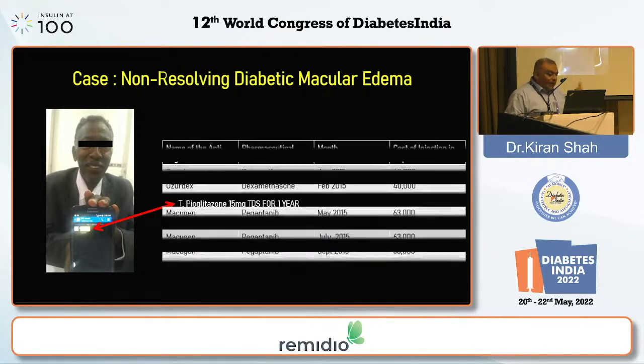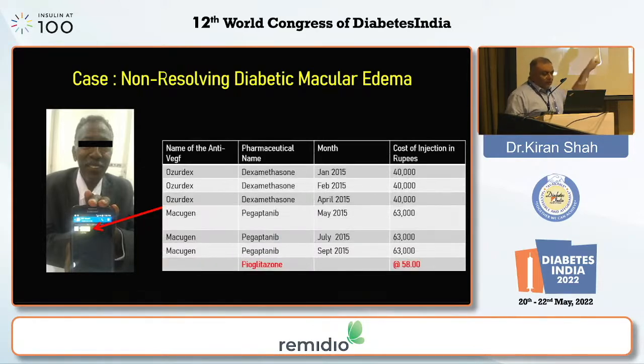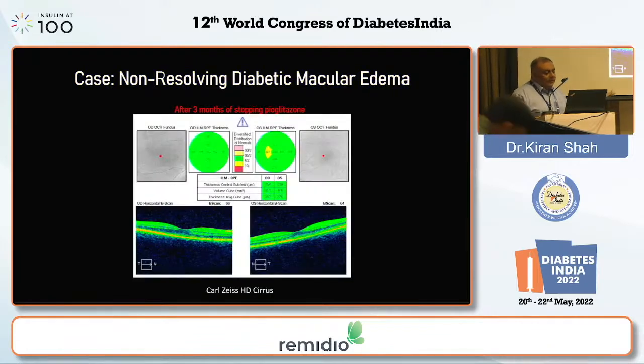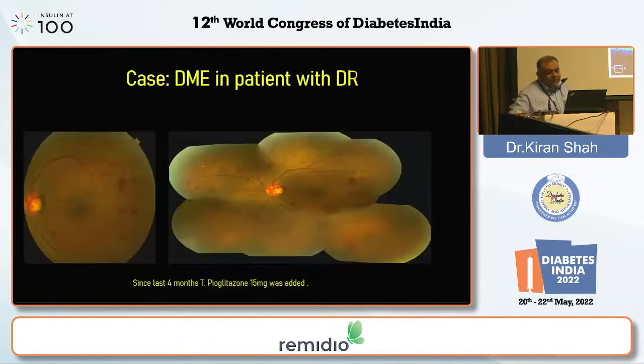Now coming back to the original slide, imagine the cost of the injections and imagine the cost of pioglitazone, just 58 rupees. So we are actually selling our patients to an ophthalmologist, you treat, and we are just not getting anything out of it. So just imagine, just stop the drug of pioglitazone, and this is after 3 months, he's come back to us and there is completely nothing out there. So he does not need injections. It was the drug which was causing the macular edema, and you are just injecting anti-VEGF injections.